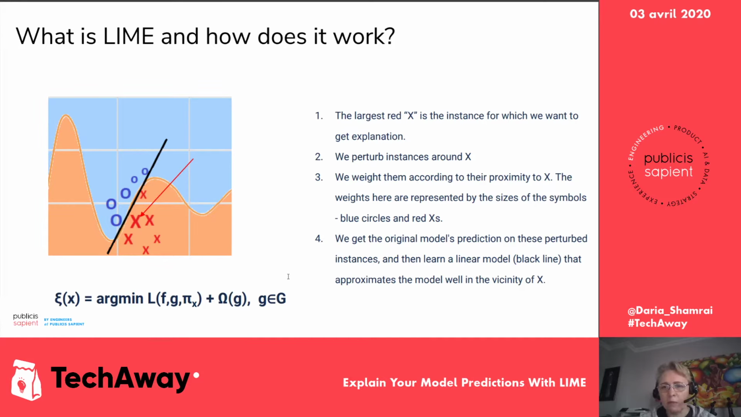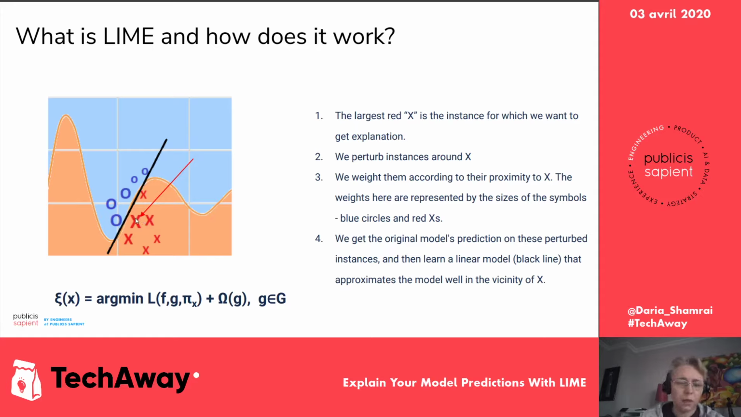To give you a better illustration of what I tried to explain with my hand movements and cursor movements around this 3D chart, I put an imaginary example here. So imagine we solve a classification task, and our function, which separates class blue from class orange, is very nonlinear, as you can see. For instance, we want to get an explanation for this big fat red instance we mark with X.